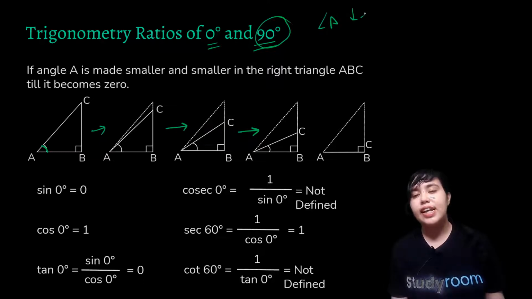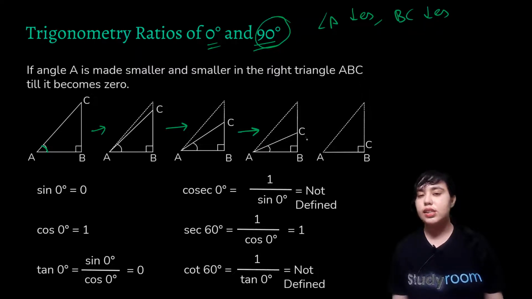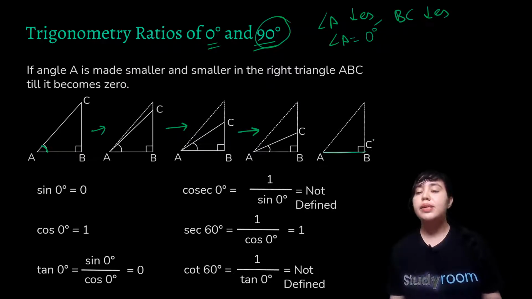So as angle A is decreasing, the length of BC is also decreasing. Can you see? It's decreasing, decreasing, decreasing. And finally, when angle A becomes equal to 0 degrees, it's just a line, there is no angle. Ultimately BC decreases to such a value that BC becomes 0. So when angle A decreases, the side BC decreases, and when angle A becomes 0, BC also becomes 0.